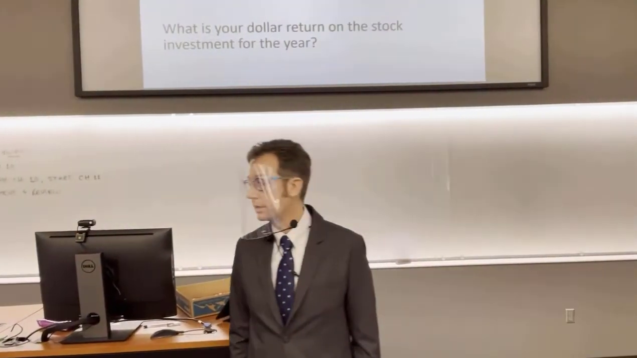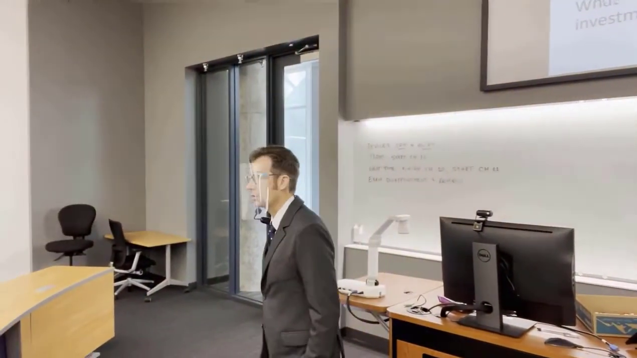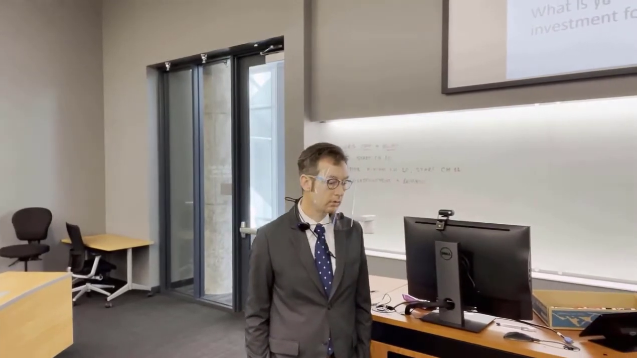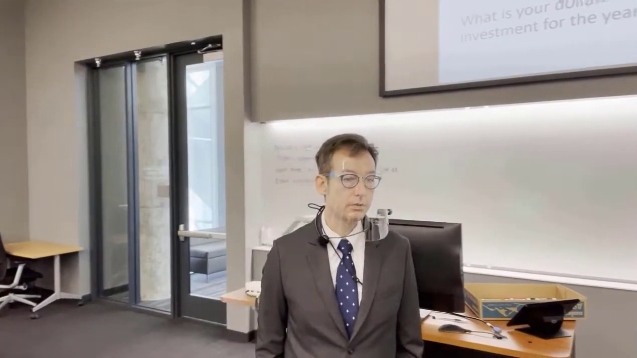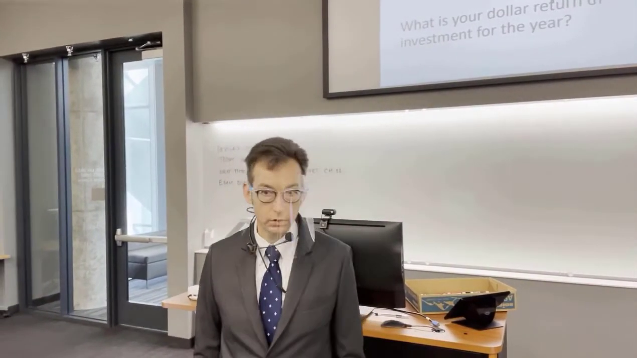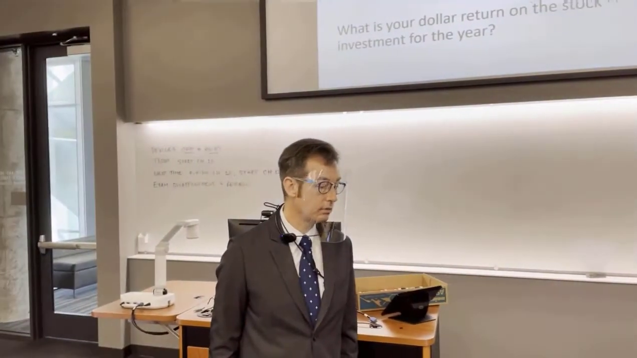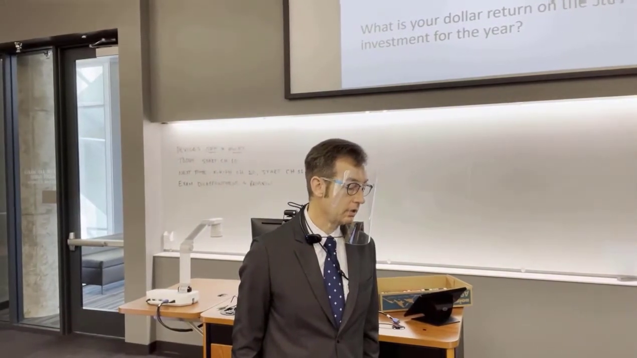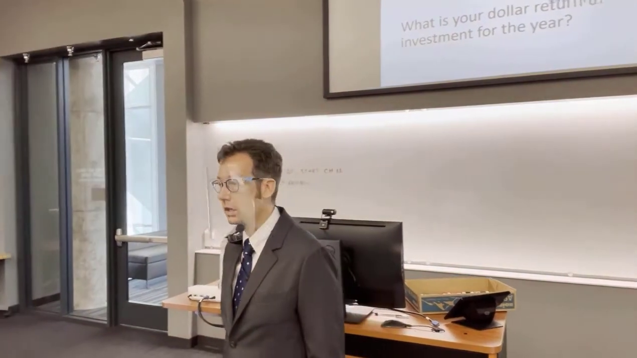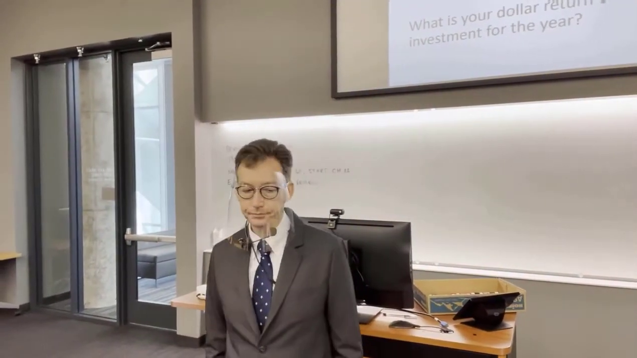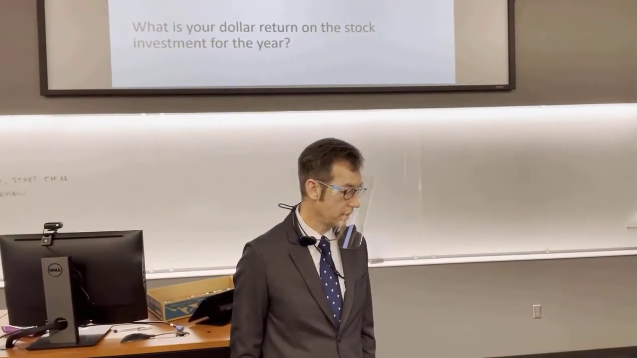Let's say 100 shares of a mythical company at $37 a share. The stock pays an annual dividend of $1.85 per share. Note that we always assume in finance that cash flows occur at the end of the year unless we are told otherwise. So we're assuming that we buy on day one and receive that dividend on day 365. At the end of the year, on that same day, the stock is selling for $40.33. The question is, what is your dollar return on the stock investment for the year?